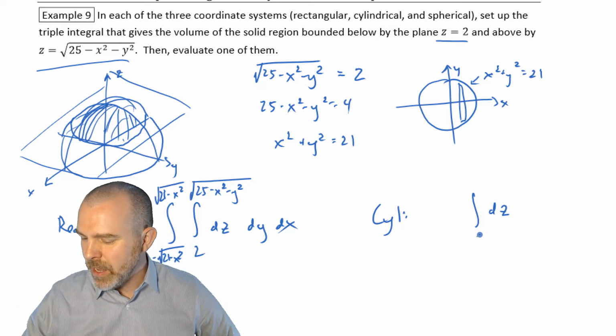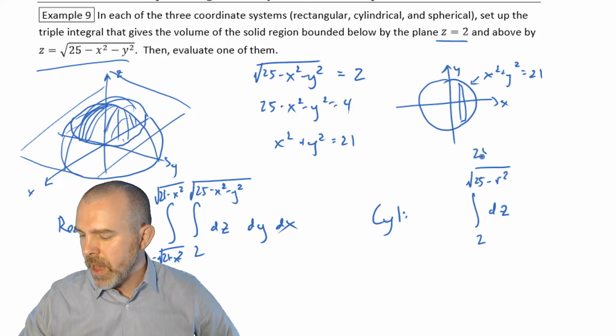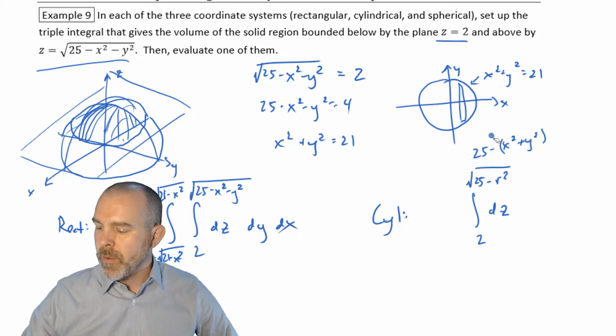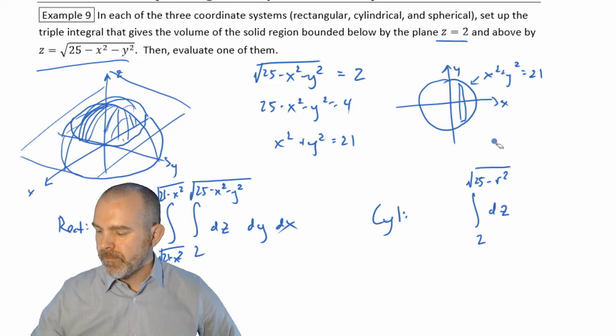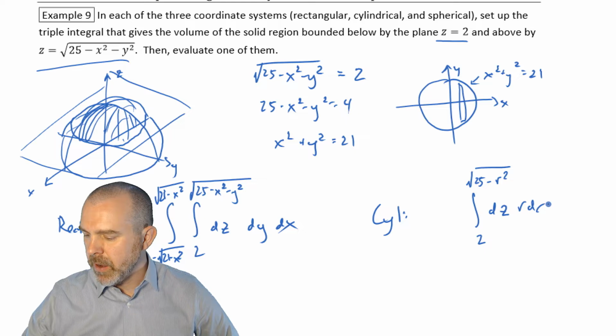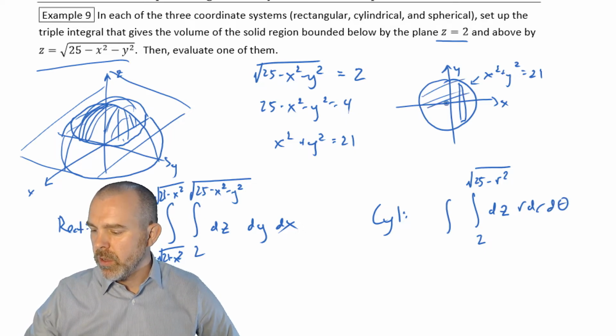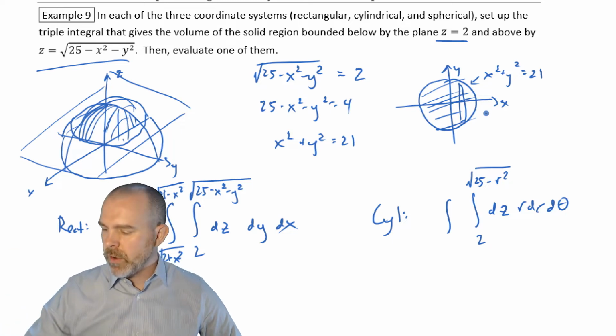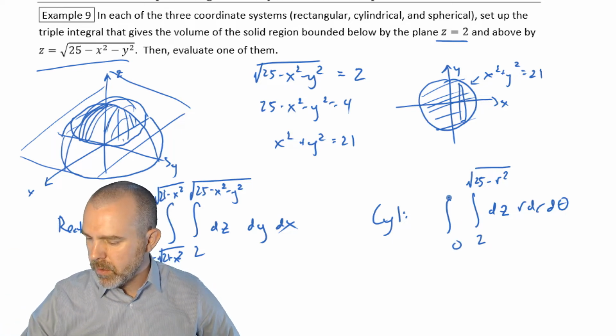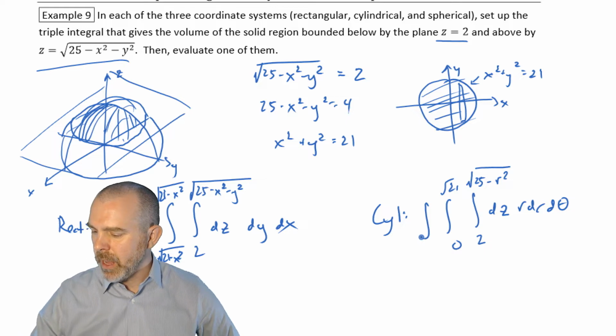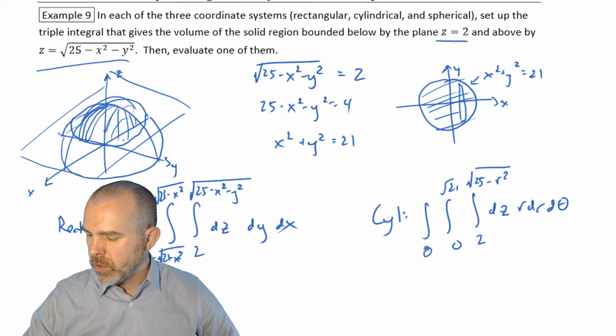So z goes from 2 to the square root of 25 minus x squared plus y squared, if you put that in parentheses, so 25 minus r squared. And then we have an r, dr, d theta in there. R, well, it's just a circle. R goes from 0 to square root of 21. And then theta goes from 0 to 2 pi.